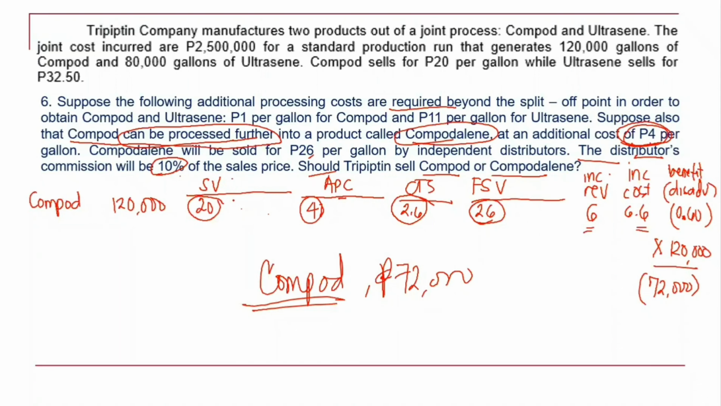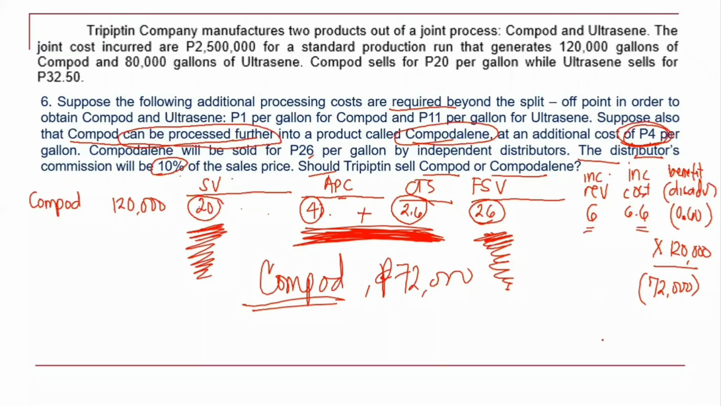Dito po, puro incremental lang yung pinag-uusapan natin. So, you have to check ano-ano yung mga costs na mai-incur if you are going to process further. Pero ano ang magbabago sa sales value? Mula sa 20 ay naging 26. Kunin yung difference, 6. Kunin yung total na additional processing cost and CTS, cost to sell, 6.6. Therefore, mas okay na ibenta mo na lang yung Compod.